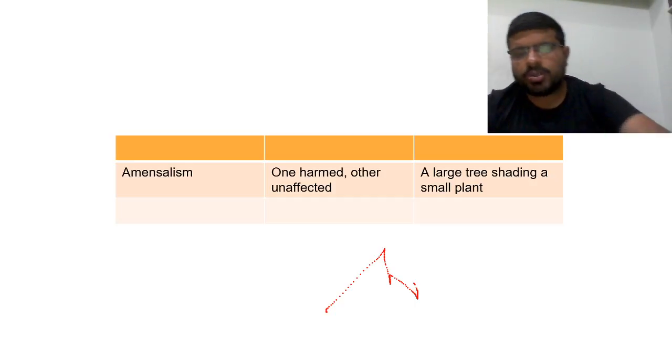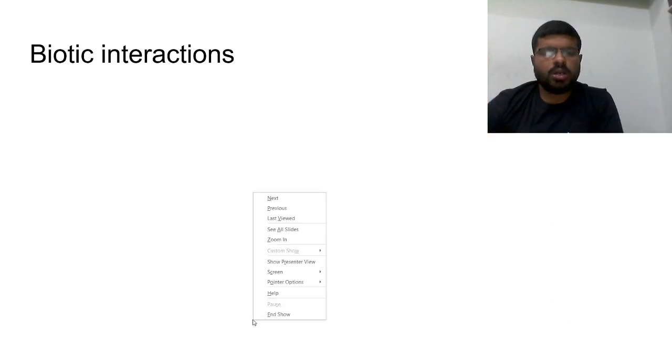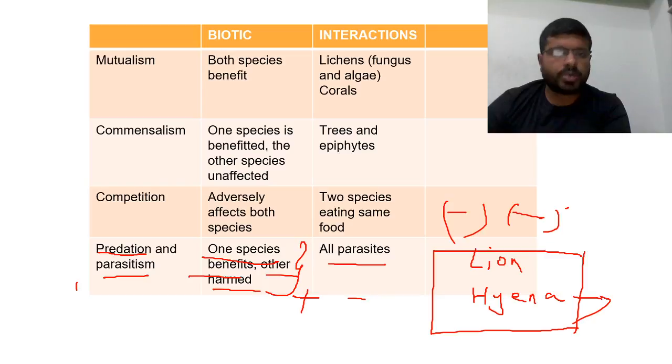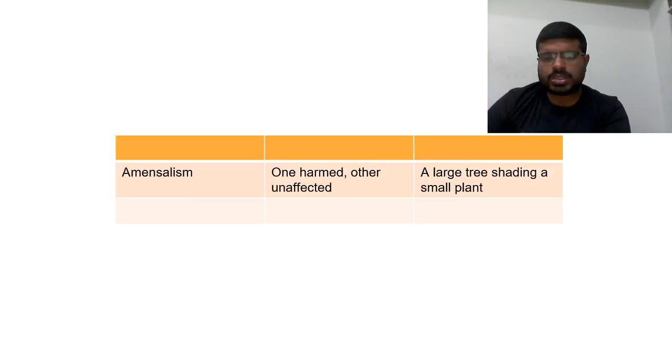Based on which, we have now discussed the types of biotic interactions. Based on these biotic interactions as a whole: mutualism, positive, positive; commensalism, positive, other species unaffected, neutral; competition, negative, negative; predation and parasitism, one species benefits, positive, the other species negative; amensalism, one harmed, other unaffected, like a large tree shading a small plant, negative and unaffected, neutral. So this is about the types of interaction.